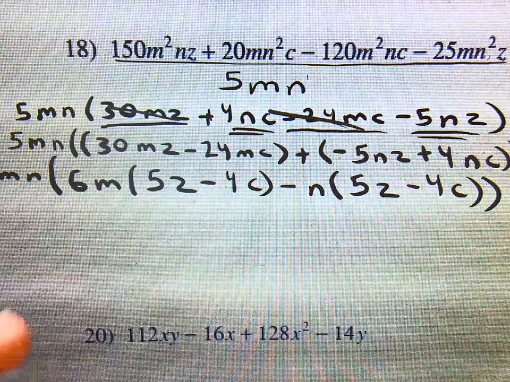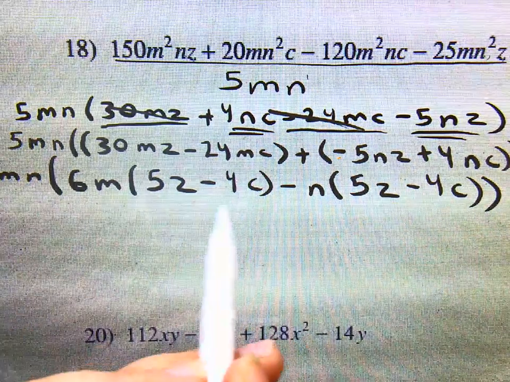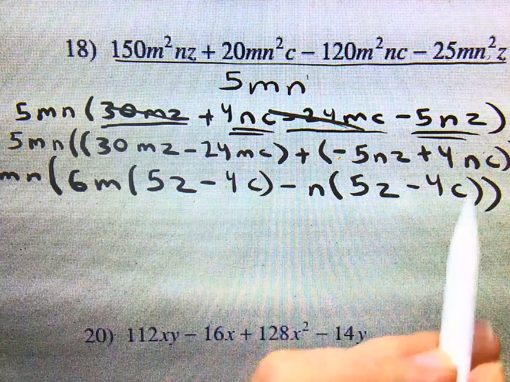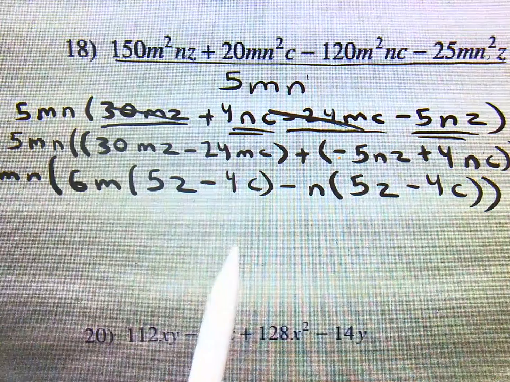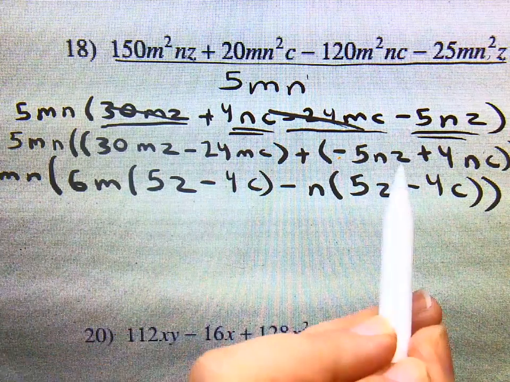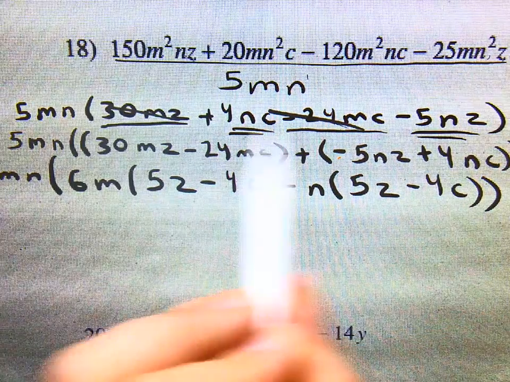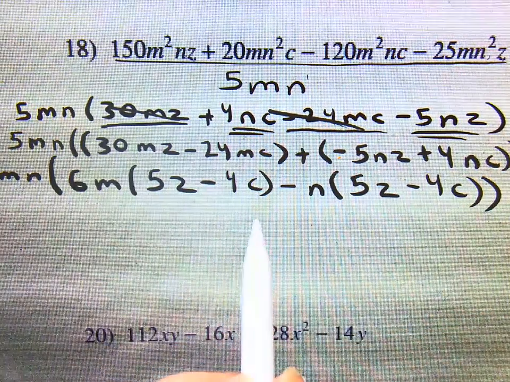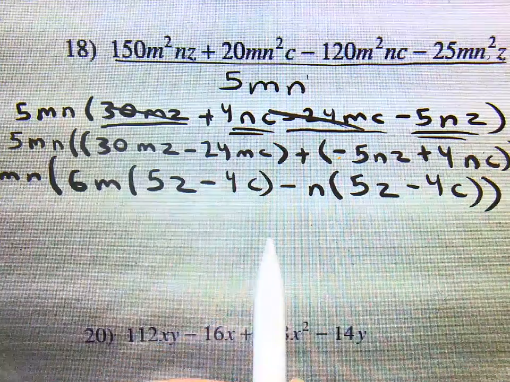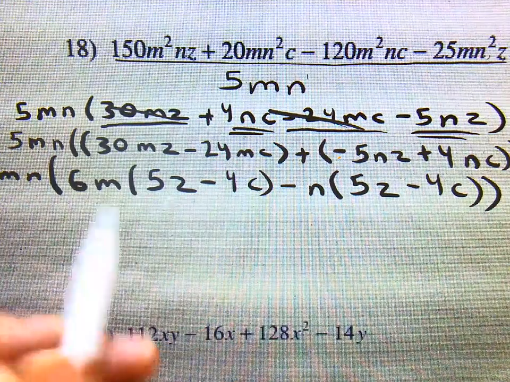Alright, so I'm going to do my mental check. Is that the same as that? And it is. And that's kind of why I kept my z's in the front and my c's in the back. Again, there's a couple different ways that you could go about this. As long as you are consistent with it, it would be just fine.